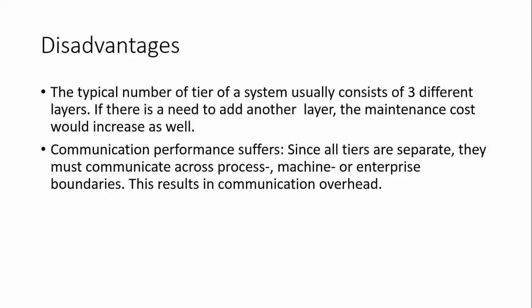Now, the disadvantages of a multi-tier system. As stated before, a multi-tier architecture would normally consist of three tiers. But if you insist on adding more than three tiers, of course the maintenance cost will increase as well. Also, the more tiers that are added to the system, the more it will affect the performance of communication. As the tiers are all separate by themselves, they will have to communicate across different process, machine, or enterprise boundaries, and this will result in communication overhead.